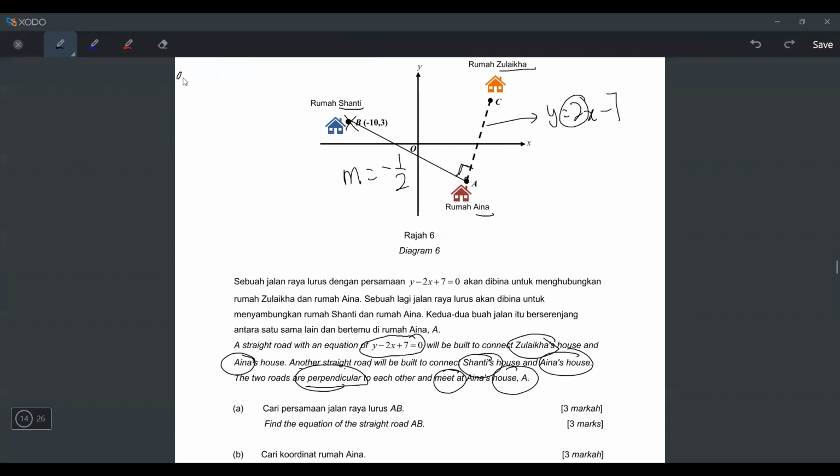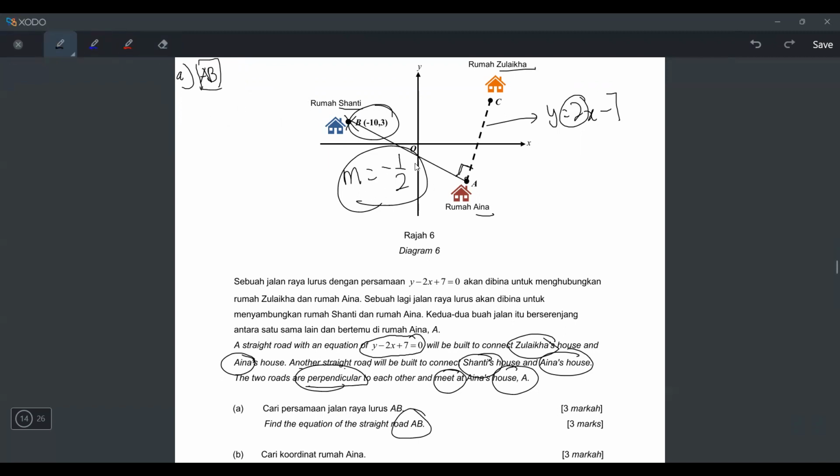Okay, now I can find the equation of straight road AB. So AB, and they want the equation. So to find the equation, definitely use this formula: y minus y1 equals gradient times x minus x1. And I have the gradient already. And I also have a point that it passes through. It means I can straight away use the formula already. I don't have to find it.